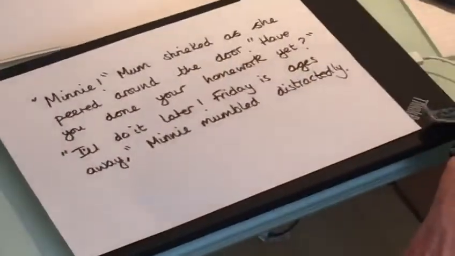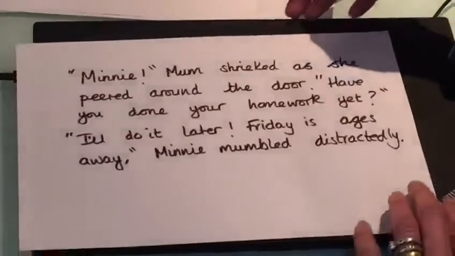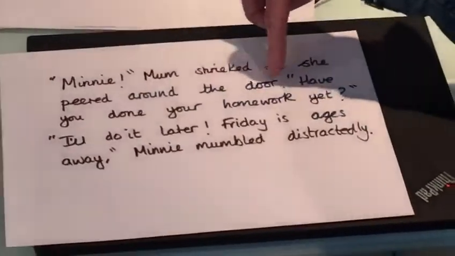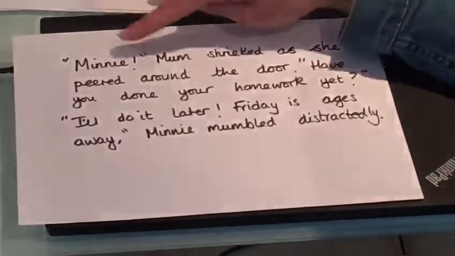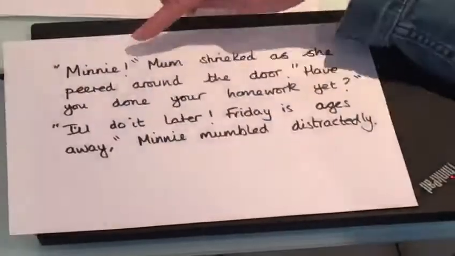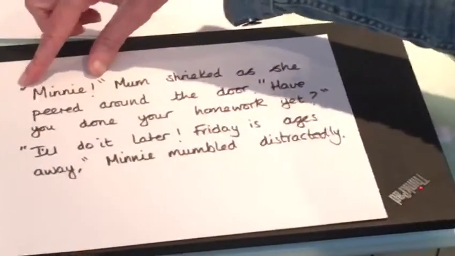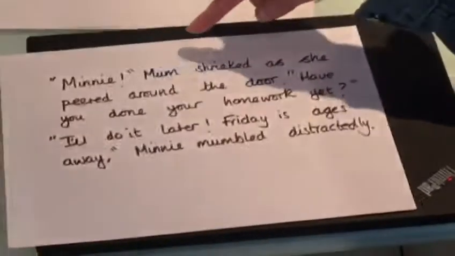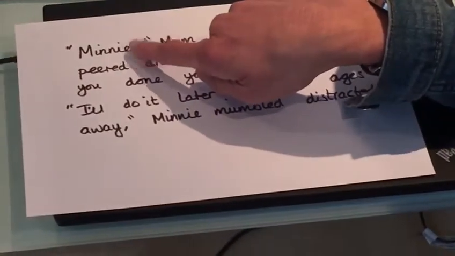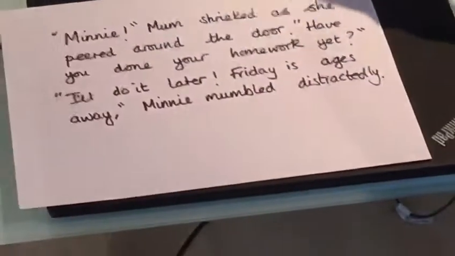So if we were to put this into dialogue for a story, for example, we would have to follow some rules. So let's have a look at some of the rules for when you're setting out speech. "Minnie," Mum shrieked as she peered around the door. So the first words that Mum says are Minnie. These ones, we use inverted commas to show the words that Mum's speaking. The punctuation is inside the inverted commas, not on the outside, inside the inverted commas.